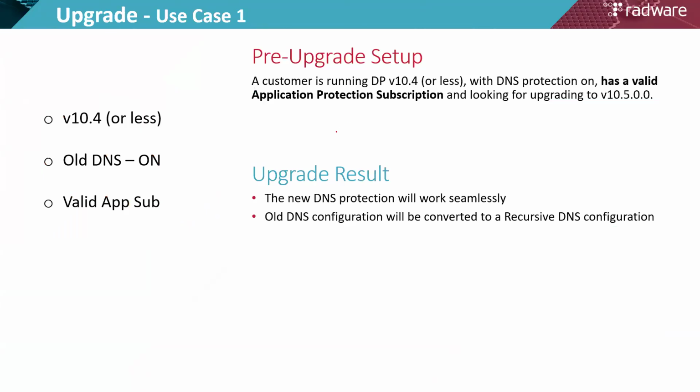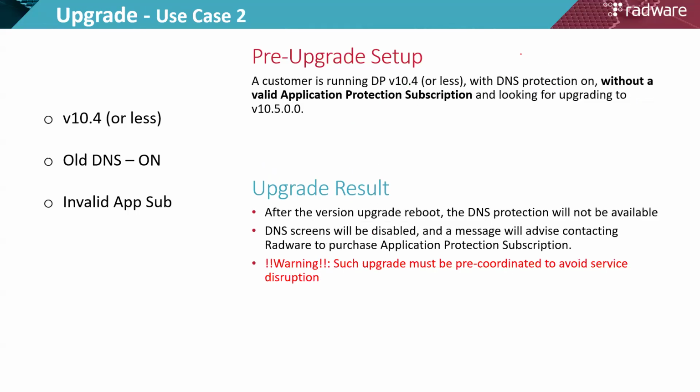So let's take a few examples. A customer is running version 10.4 Defense Pro with DNS protection on. He was making use of DNS protection, and he had a valid application protection subscription as well, and he was looking to upgrade to 10.5. In this case, he can go ahead with the upgrade to 10.5 because he has an application protection subscription. So DNS protection would still be active. It works seamlessly. So this case is okay.